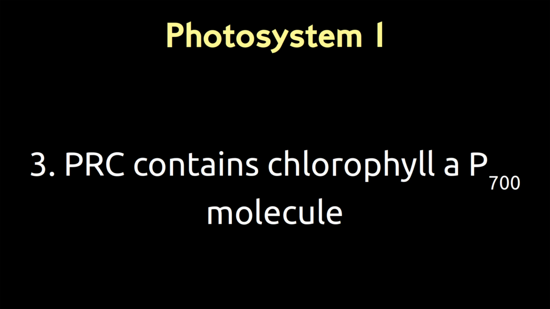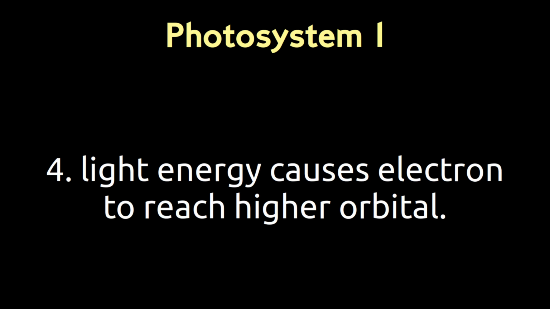Photosystem 1 reaction center. We have another chlorophyll, which is P700 instead of P680. And similar to what we saw before, we're going to get light energy. It's going to cause an electron to reach a higher orbital in the light harvesting complex in one of the chloroplasts, or excuse me, one of the chlorophyll molecules. It's going to pass it along until it reaches the P700.